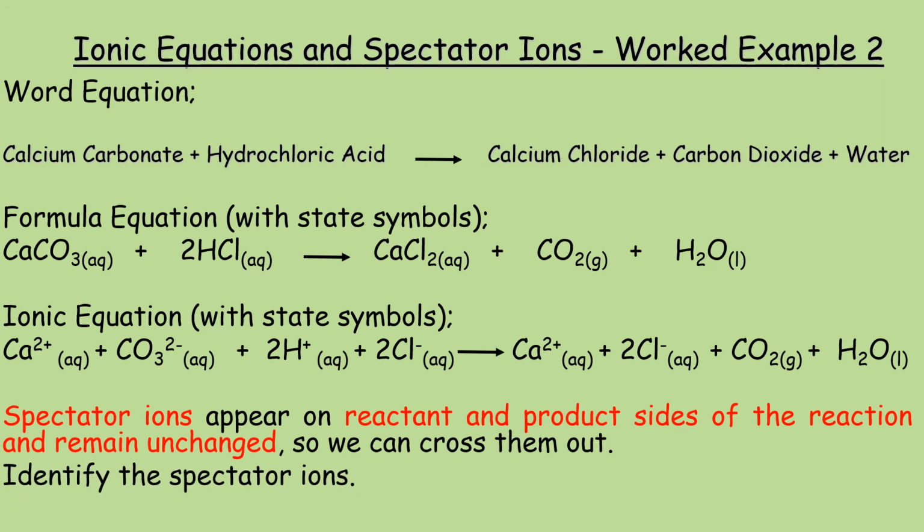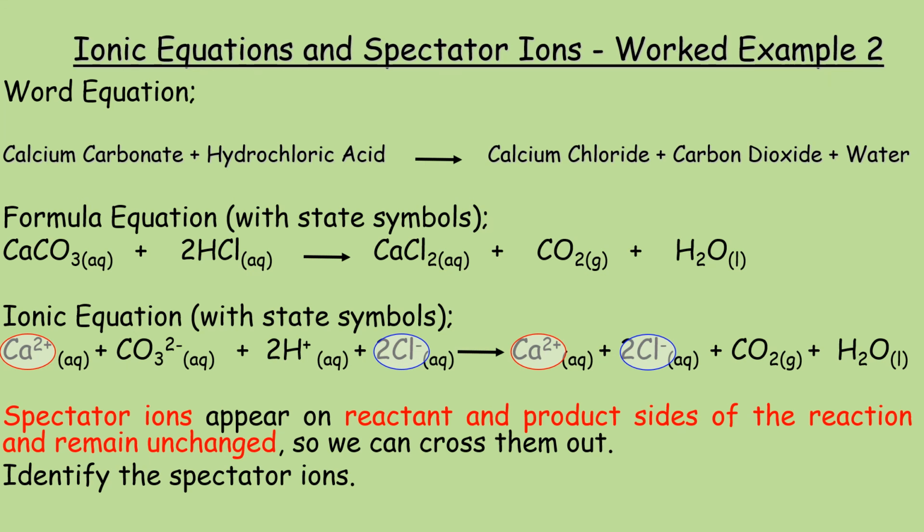So you would need to identify one single ion in this whole line that appears exactly the same on the left-hand side and the right-hand side of the arrow. No difference in its state symbol, no difference in its formula, no difference in its charge. Really straightforward. So, calcium ion, Ca2 plus aq, appears on both sides. Chloride ion, 2Cl minus, aqueous, appears on both sides, completely unchanged.